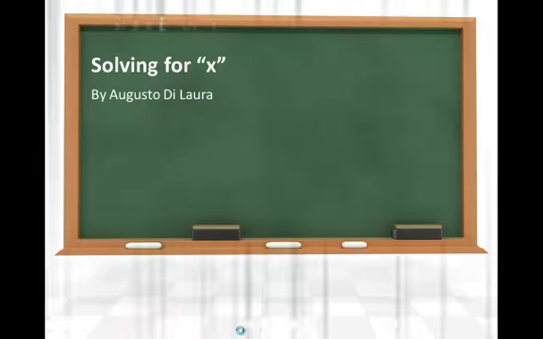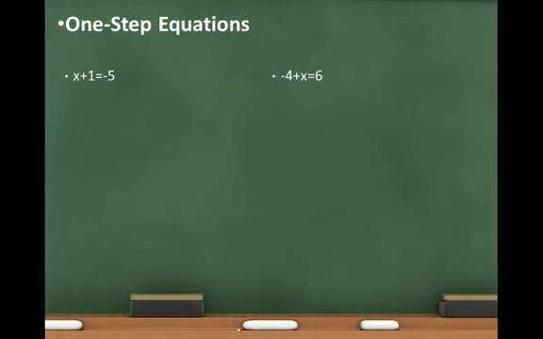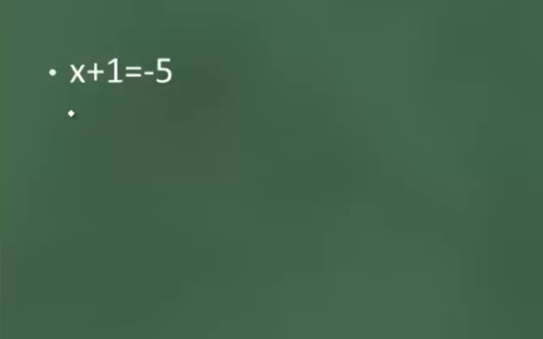The first case that I'm going to show you is the one-step equations. Here, for example, we have that x plus 1 equals -5. The first thing that I'm going to do is to divide the two sides of the equation. The key here is to leave x by itself.